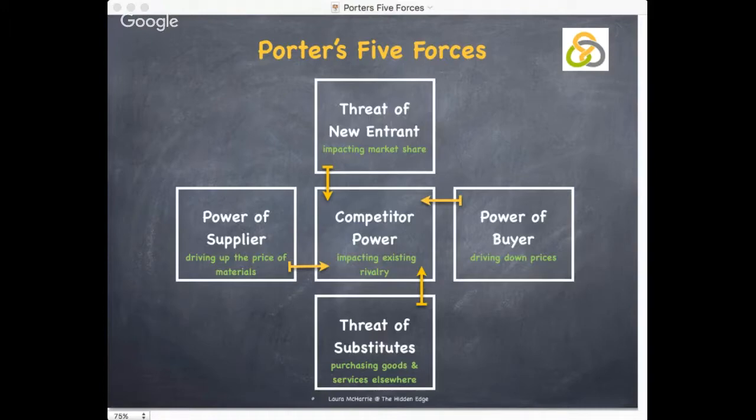Do you have a very few large customers? How easy would it be for them to drive down your prices? If you deal with a few powerful customers, they can dictate the terms to you, and you need to broaden your customer base. How easy is it for your suppliers to drive prices up?